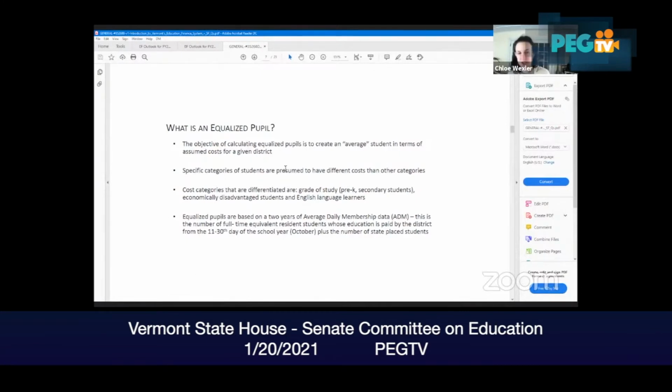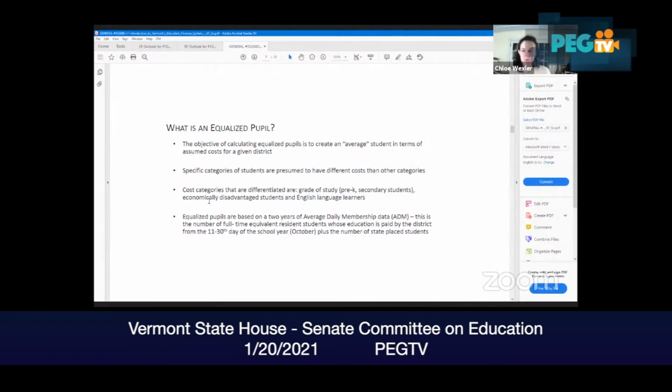It costs more to educate a senior in high school than it does a second grader, because that senior has a lab and a field trip and a science class, and they need beakers and test tubes and all sorts of stuff of that nature. So we count the seniors at a higher rate than we count a second grader, essentially. And the cost categories that we currently differentiate are grade of study, for example, that senior, second grader example, economically disadvantaged students, and English language learners.